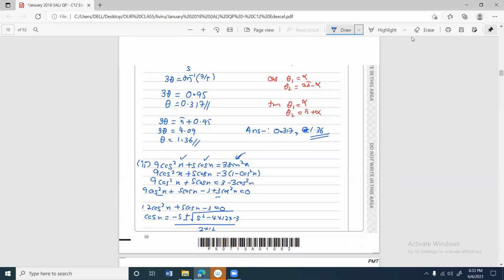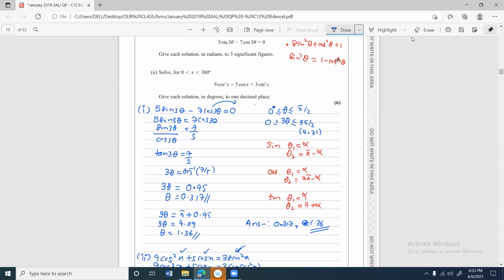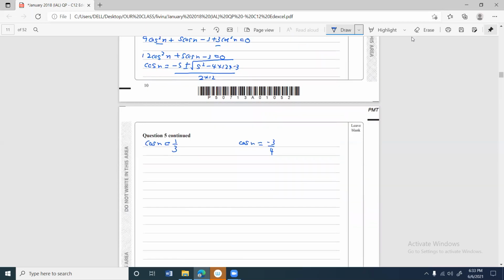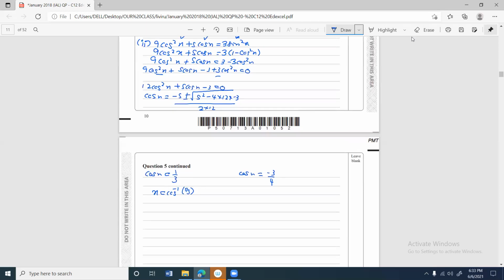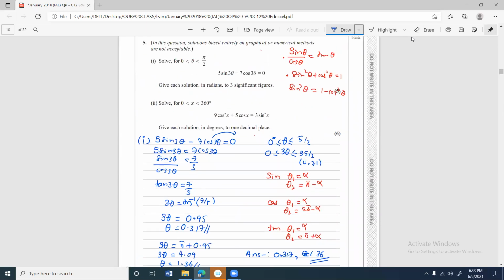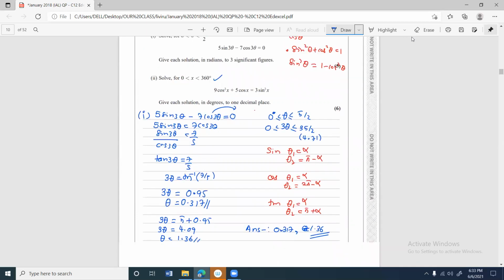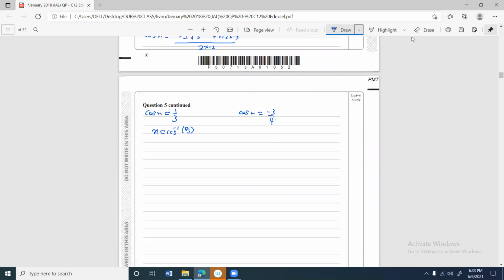Then we need to find the solution in the range of 0 to 360. Then x equals cos inverse 1 over 3. For this case, the range is given in degrees, therefore you need to find the final answer in degrees. So convert your calculator into degree mode, because in the first part of the question we were doing it in radian mode. Cos inverse 1 over 3 turns out to be 70.53. The first angle is 70.53.